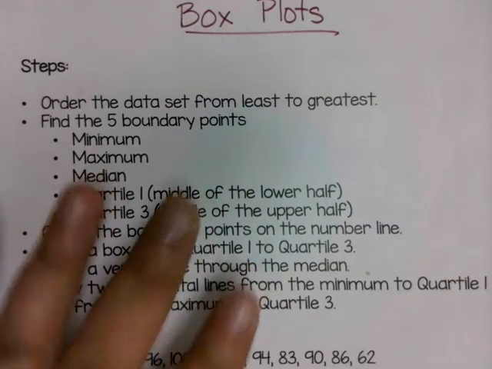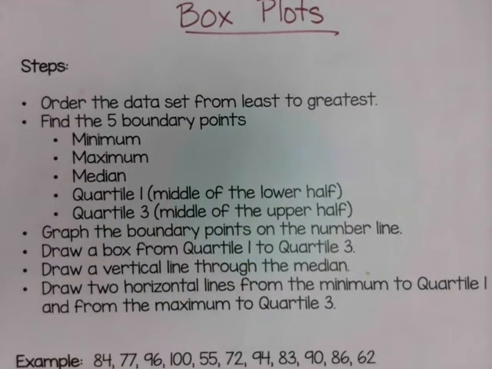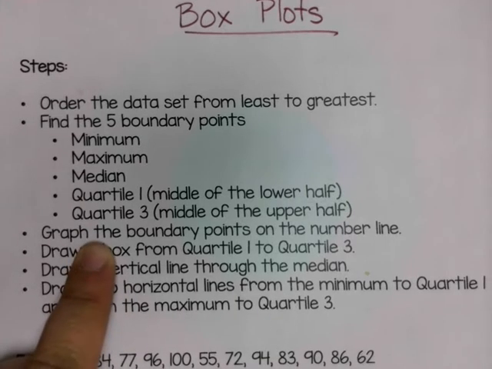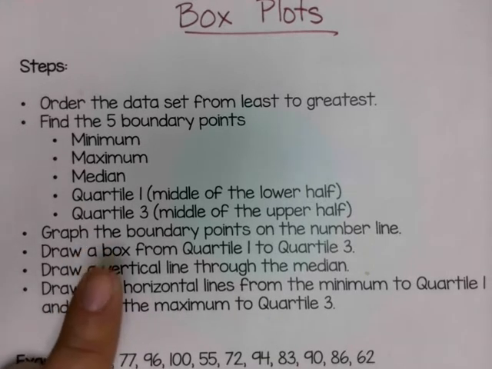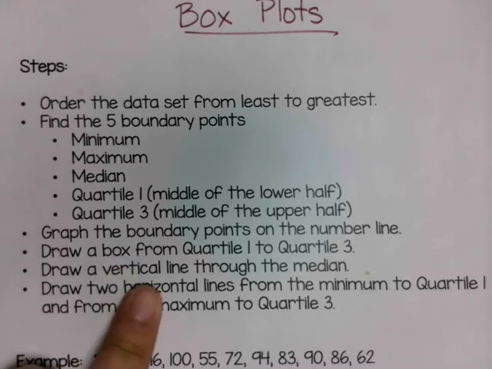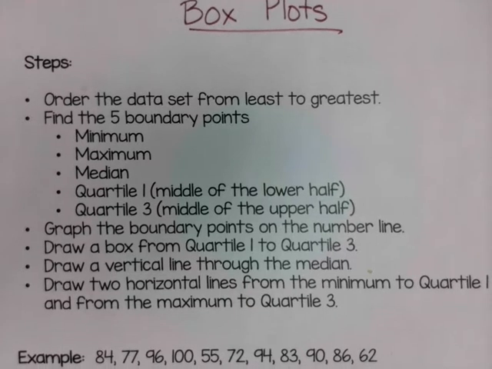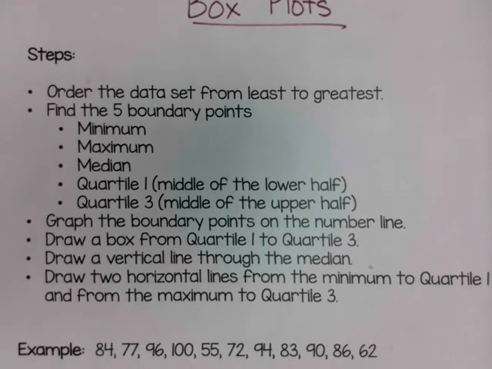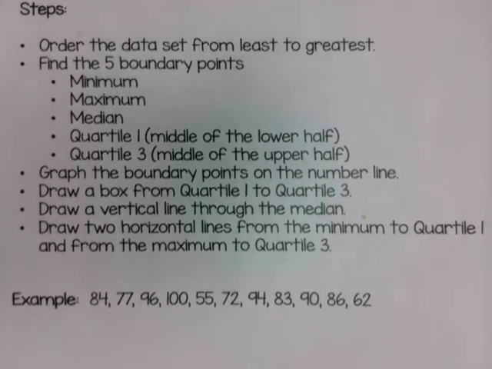We've got these steps here that you can follow. Order the data from least to greatest. Find those 5 boundary points. We're going to graph them on a number line, and then we're going to draw the box and the vertical line through the median, and then draw your 2 horizontal lines from the minimum to the quartiles on either side. Minimum, maximum. So anyway, we'll talk more about that whenever we get to it. But first of all, let's look at our data set.